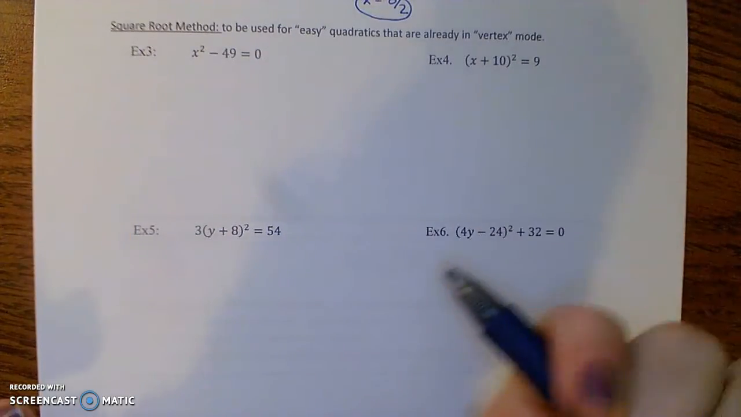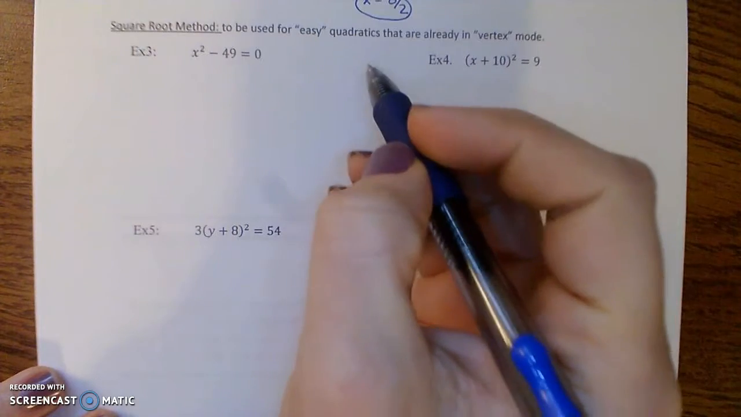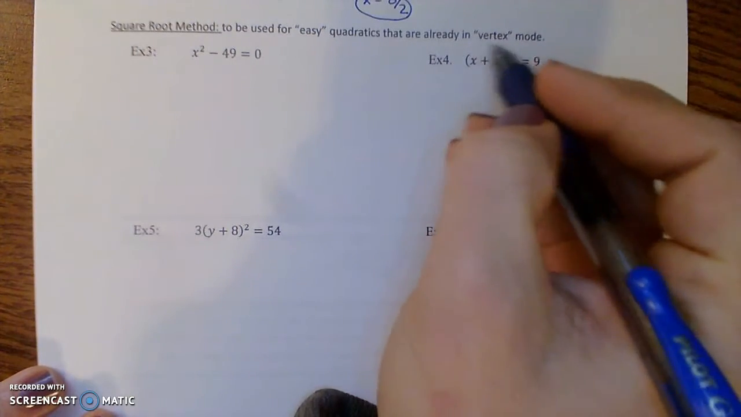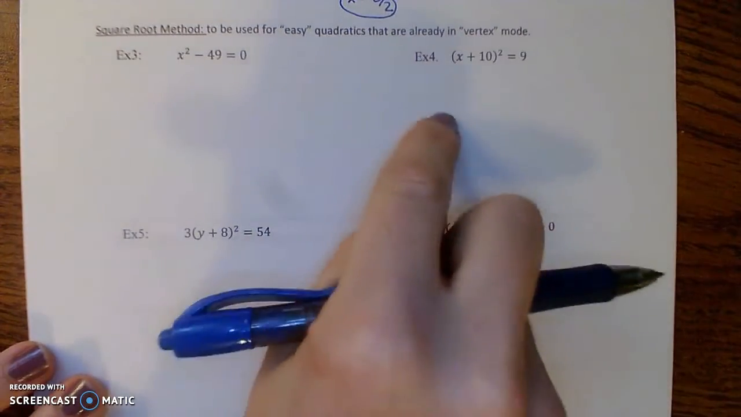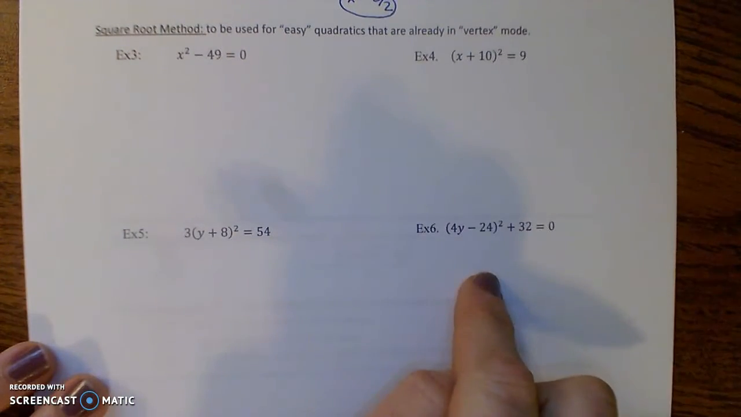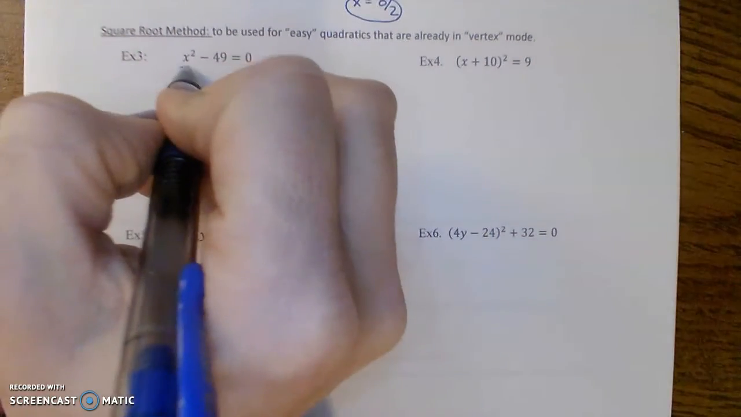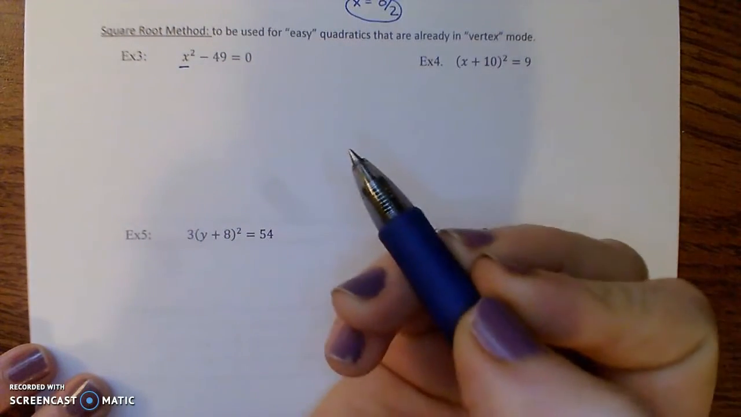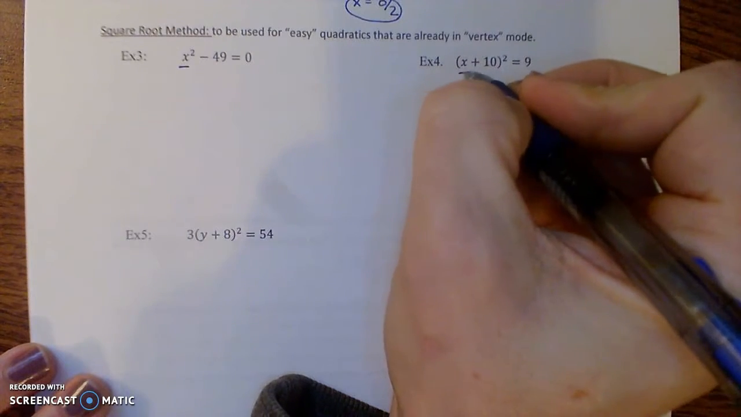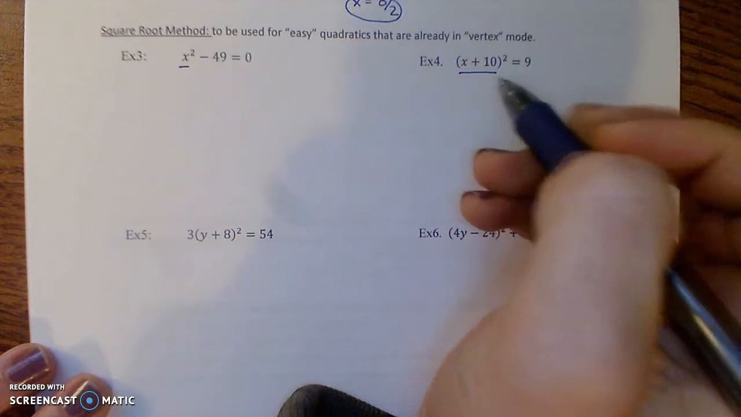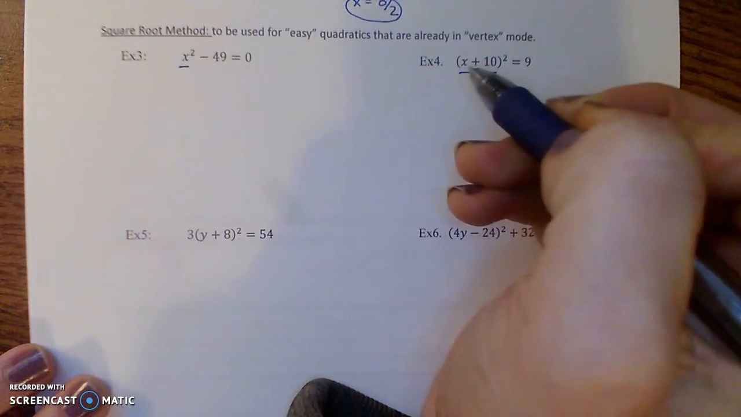Here we work on the square root method, which is a method used to solve easy quadratics that are already in what's called vertex mode. I want you to notice something that is similar between all four of these examples. X squared minus 49. Notice there's only one term that has an x in it. Here's x plus 10 squared equals 9. You have this quantity that's squared. You don't have an x squared and a 10x, for example. You only have one x.